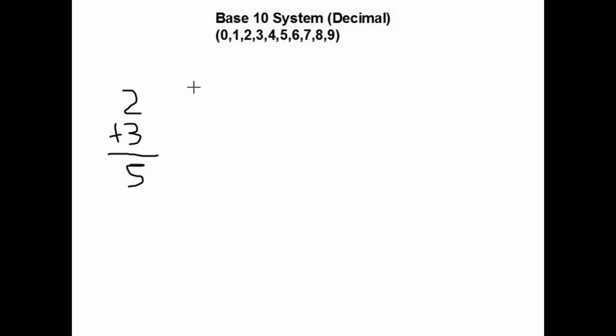Now let's perform another calculation. Let's add 4 and 2. The sum of these two numbers can be represented using the digit 6. Let's perform another calculation. Let's add 7 and 2. The sum of these two numbers can be represented by the digit 9.